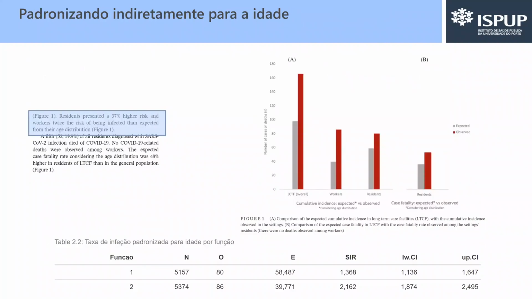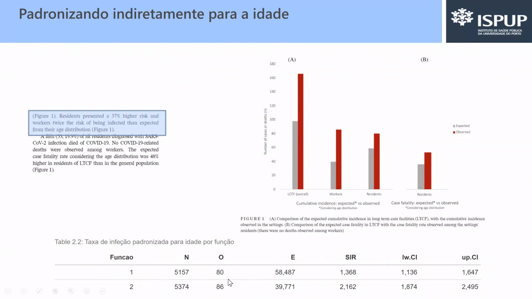So we did this and we compared. You can see here the numbers expected, calculated using age groups. We expect to have about 60 cases of infection in this group, and we get 80 cases. So the observed value was 1.4 times higher compared to what was expected for the group of elder people.